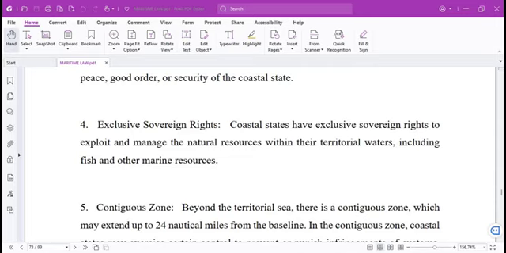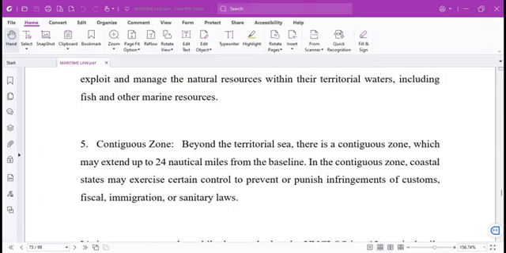The fifth is the contiguous zone. Beyond the territorial sea, there is a contiguous zone which may extend up to 24 nautical miles from the baseline. In the contiguous zone, coastal states may exercise certain control to prevent or punish infringement of customs, fiscal, immigration, or sanitary laws.